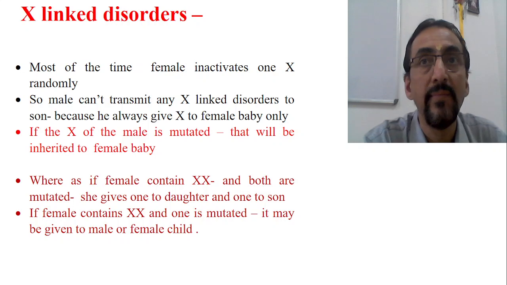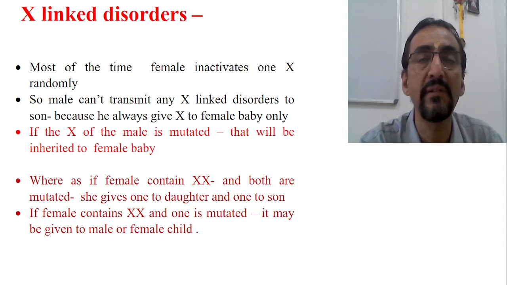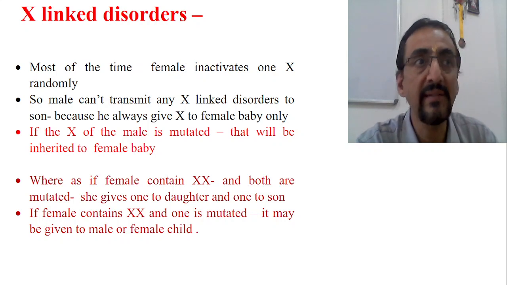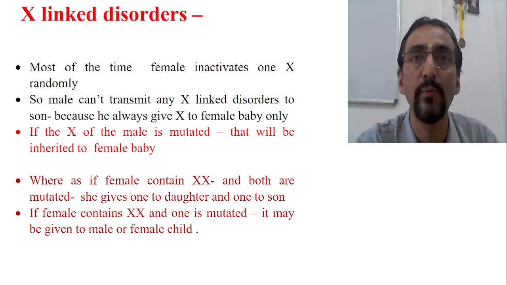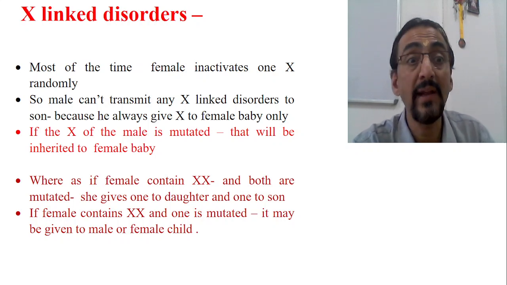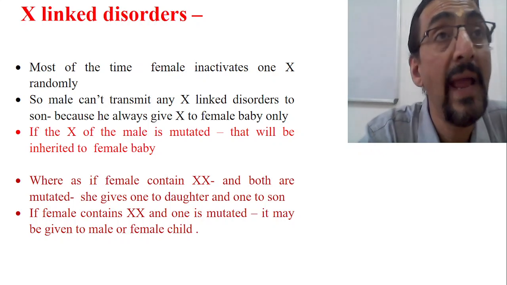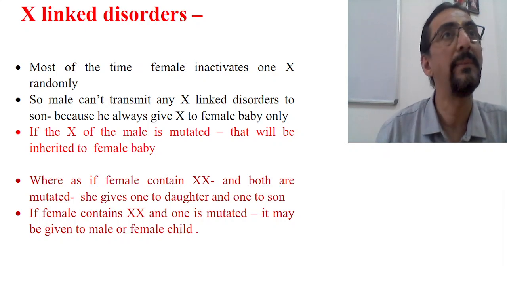Now come to the males. A male is always receiving Y from the father, isn't it? A male never receives any X from the father. To the male, X is always given from the mother. The father can give X or Y, both. If the father is giving the X, it becomes a female. If the father is giving the Y, it becomes a male. So the father cannot transmit any X-linked disorders to the son, because he always gives X to the female babies only.